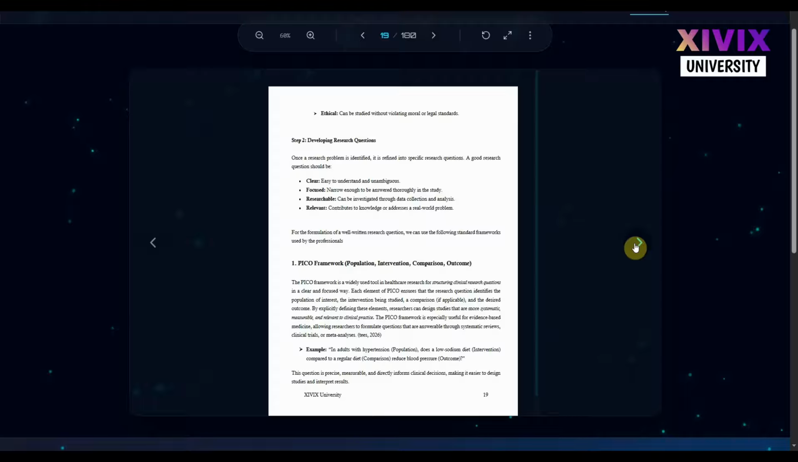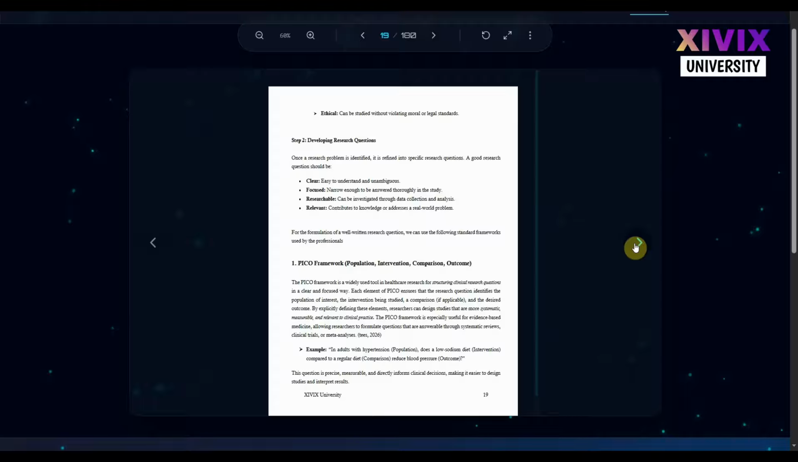Alright, now we have the PEO framework: population, exposure, and outcome. You can also pronounce this as PEO framework if you prefer it that way. And this PEO framework is primarily used in observational and epidemiological research to explore relationships between exposure factors and outcomes.